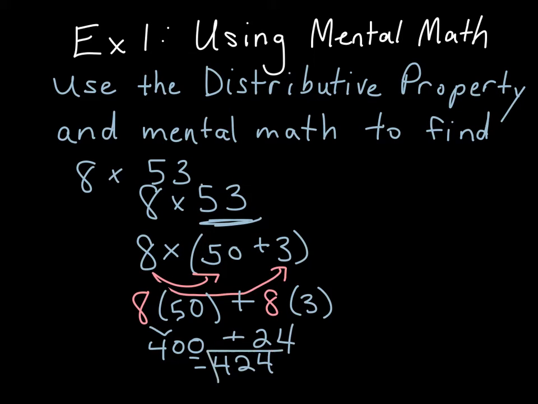And so even though I showed you all of the writing here, technically, this could be done mentally if you know how to break that 53 apart into 50 plus 3, multiply each of those pieces by the number outside the parentheses, and then just add together your products for your final answer of 424. So again, we will start by showing everything in the beginning of this, and then eventually it'll become a wonderful mental math trick to use.